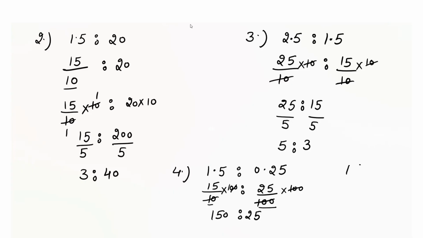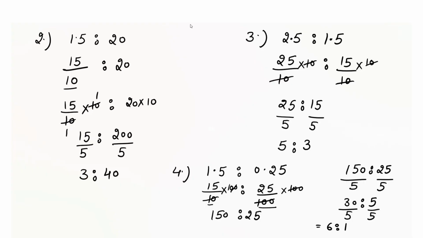Now I can divide 150 and 25 by 5. I'll do that and I will get 30 ratio 5. I can divide again by 5 and finally I'll get the answer as 6 ratio 1. So this is how we can simplify the ratio when there are numbers.